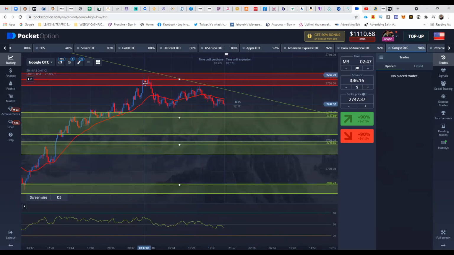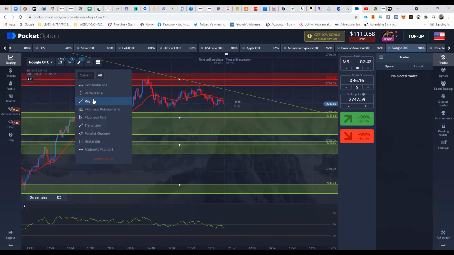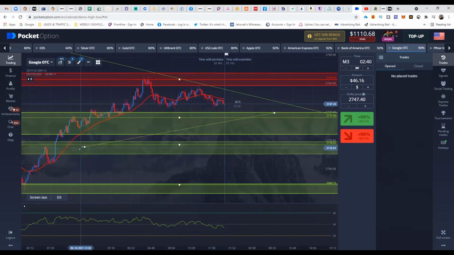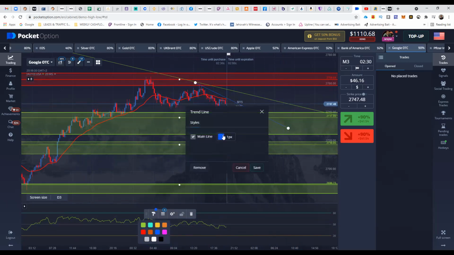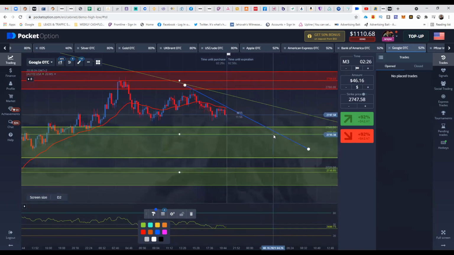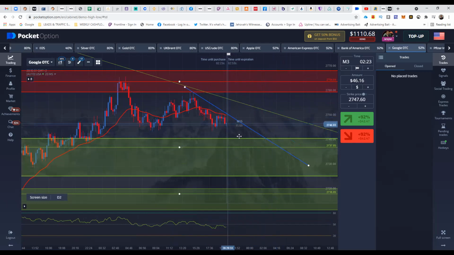You can see that price is respecting the supply zone in this trend line. So then I'm going to draw an updated trend line, so that price is trending down. You can see it. So then I'm going to change the color of this trend line. And you can see that price trending down and forming an engulfing candle.